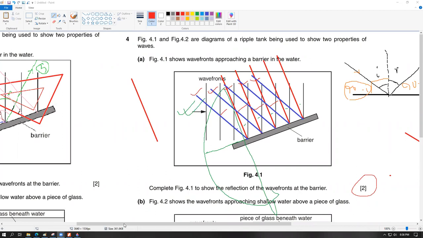Sir, I didn't understand this second process which you explained for the reflection part. We are drawing angles that the wavefronts make with the normal.